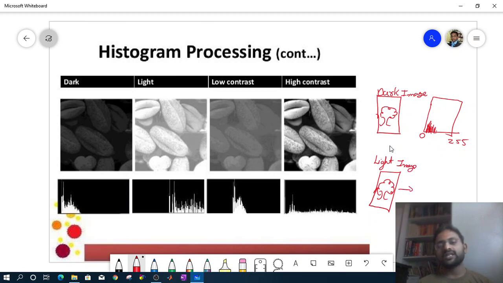So the corresponding histogram can be represented in this fashion. Most of the histogram lies in the vicinity of 255.